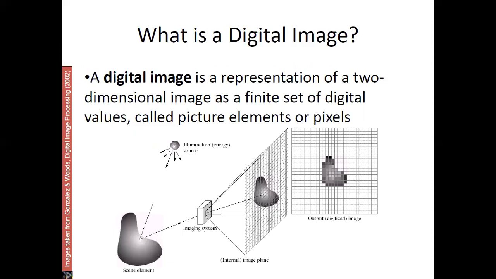Now, what is a digital image? A digital image is nothing but representation of a 2D image as a finite set of digital values in XY coordinates, which are called the picture elements or pixels. Now, if you have any scene or element and an illumination or energy source falls on it, and we have an imaging system through which this illumination energy is reflected by the scene or element, based on which the internal image plane gets a brief signal. Now this signal is approximated as a digitized output, which may not be exact as the original scene, but will be an approximation of that original scene.